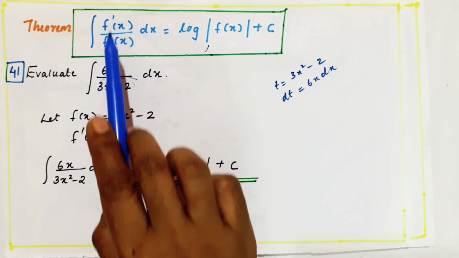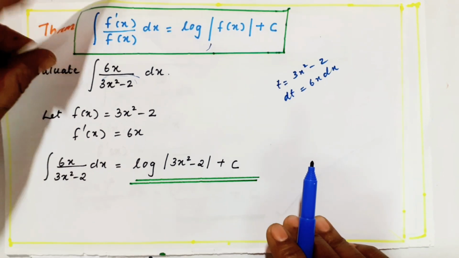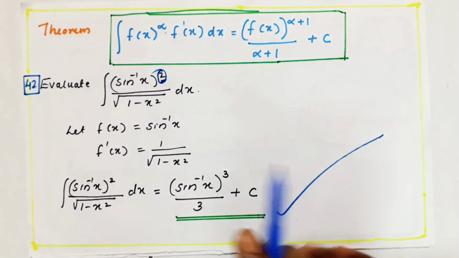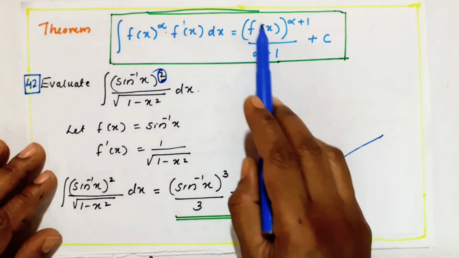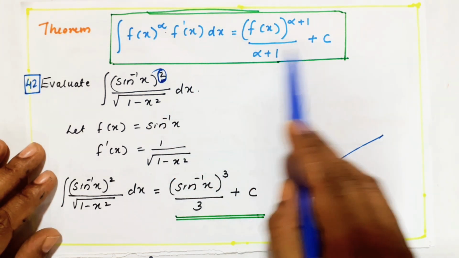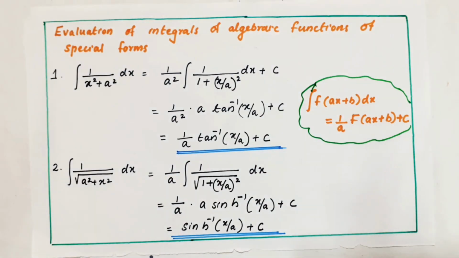Second one, integral of f dash x by f dash x dx is log of f of x plus c. Third one, what I told is like a product it's coming. Integral of f of x raised to alpha f dash x dx is f of x the whole to the power of alpha plus 1 by alpha plus 1 plus c. Right?